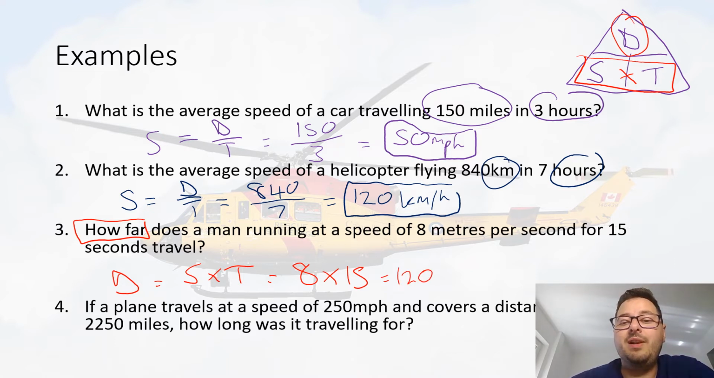Now, what are the units? Well, it was meters per second, and then we've times by seconds. So we're just left with meters, aren't we, for the distance? So this is 120 meters.